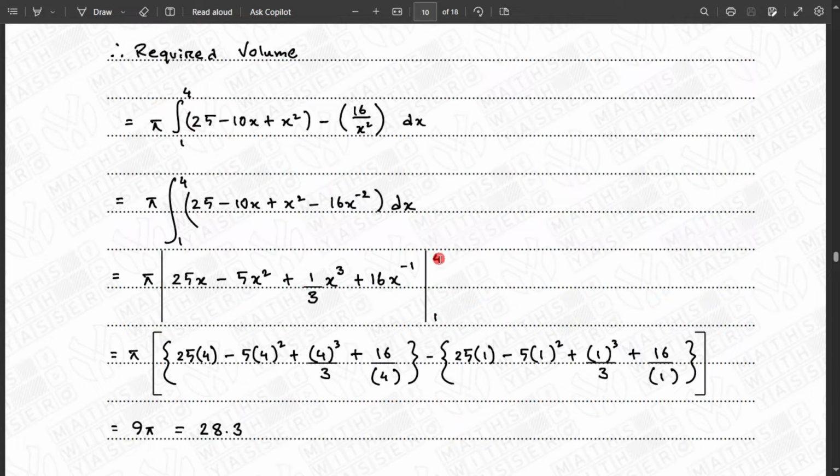So substituting the values 4 and 1 into x, we will get 9 pi. This whole value will come down to 9, and 9 times pi is 9 pi. And in decimals, it will be 28.3.